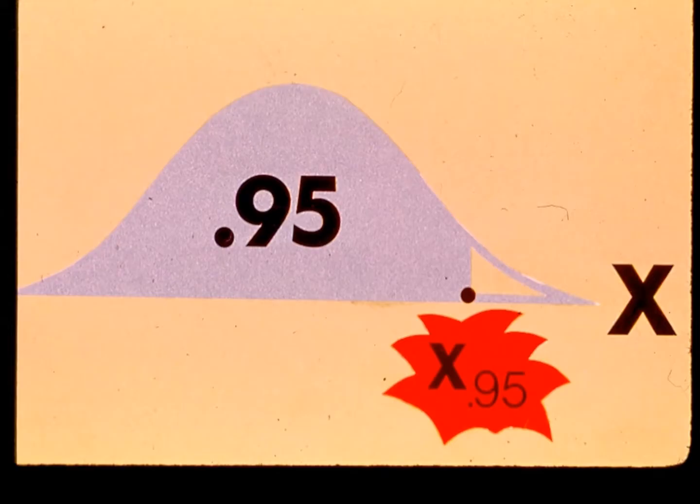It has become customary to denote the percentile of a variable like X by attaching a subscript to the variable which identifies the proportion specified. So for our birth weight variable X, the 95th percentile is denoted by X with subscript 0.95.